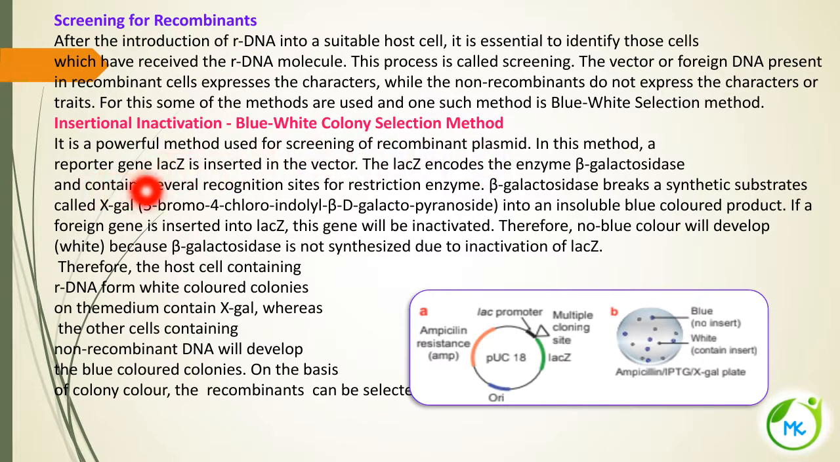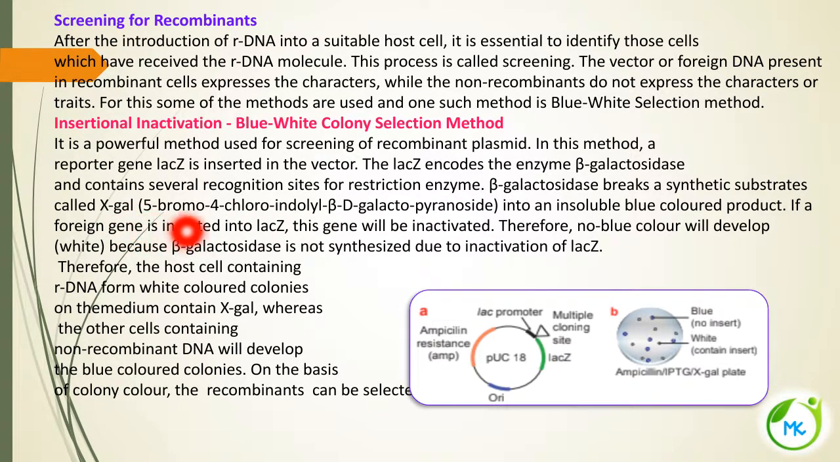In this method, a reporter gene, the lacZ gene, is inserted in the vector. So we have to listen carefully. This lacZ gene is inserted into the vector, and with the vector you have the rDNA. So what is the function of this gene? It encodes an enzyme, and the name of the enzyme is beta-galactosidase, and it contains several recognition sites for restriction enzymes. This beta-galactosidase enzyme breaks a synthetic substrate called X-gal. X-gal is the name of the substrate, in short.